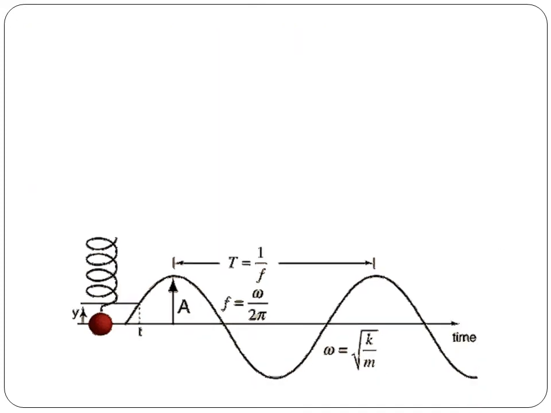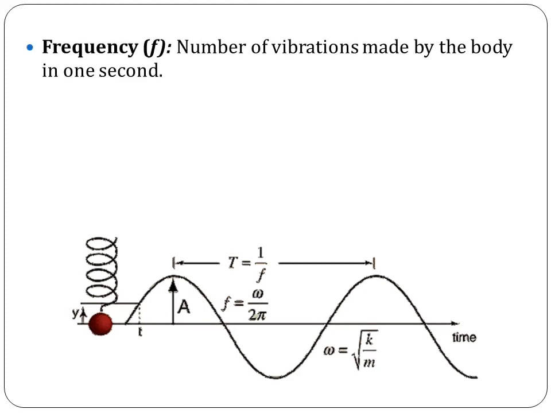The next characteristic on our list is frequency f. It is the number of vibrations or oscillations made by the body in 1 second. It is given by the reciprocal of the time period or the ratio between omega, the angular velocity, and the angular displacement 2 pi.